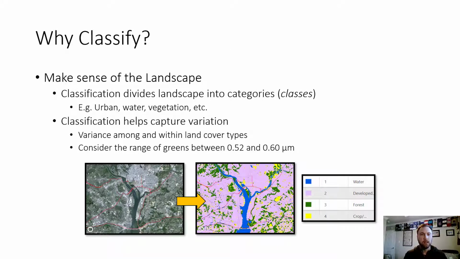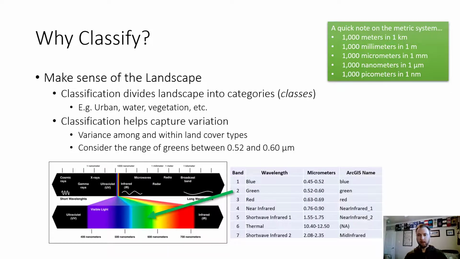So classification helps capture variation, the variance among and within land cover types. So consider the range of greens between 0.52 and 0.6 micrometers. So along the electromagnetic spectrum, green occupies 0.52 to 0.6 micrometers, but even within that band, there's quite a bit of variation, okay? And it's the same thing for reds and blues as well.